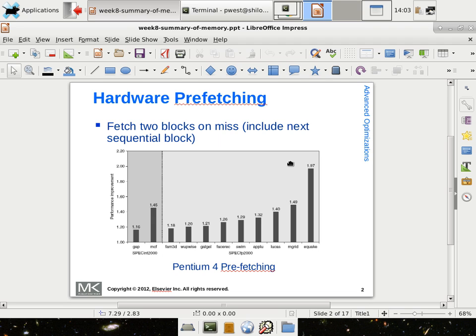This is performance speedup. So 1.45 means they got a 45% speedup just by doing this hardware prefetching, which is really, that is a lot. This one over here almost went twice as fast just by prefetching into the cache. So hopefully you can see that prefetching can be a significant boon. Keep in mind though that nowadays processors are probably doing a lot of hardware prefetching themselves, which may make some of your homeworks a little hard to do.